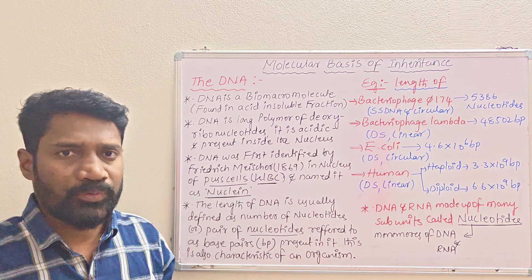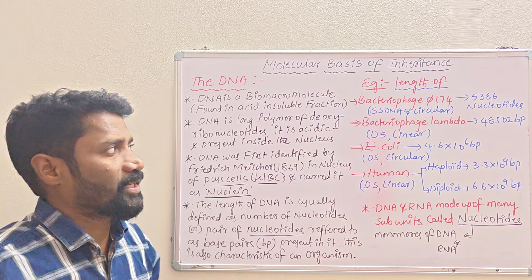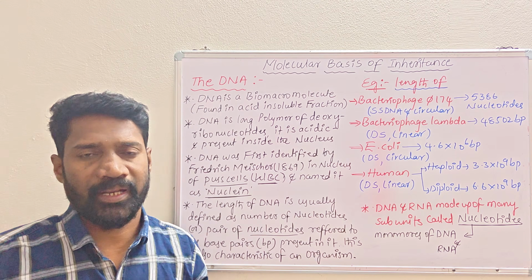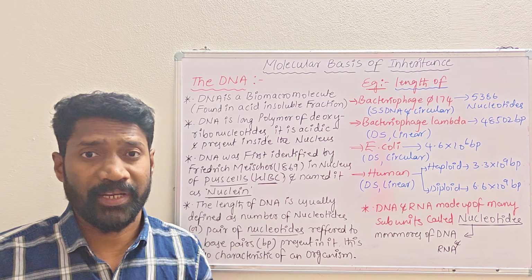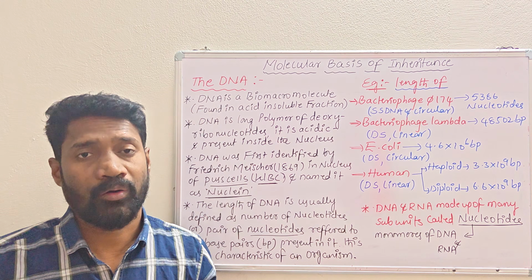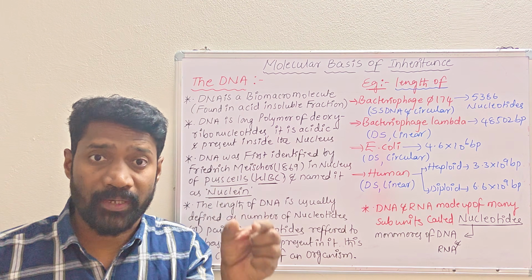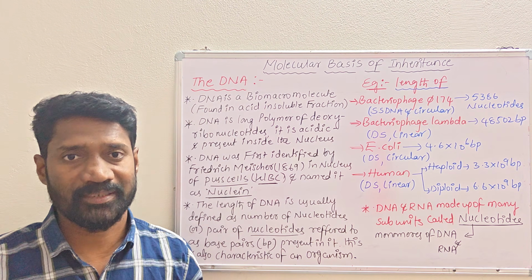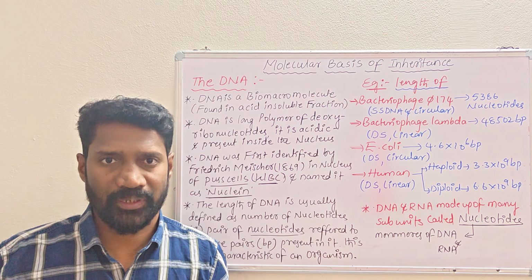Now we have to discuss a little bit more about the DNA: what is the length of the DNA, how the DNA is made up of different kinds of subunits, what they are called, and how every strand of the DNA is synthesized. Everything we will discuss in this chapter.